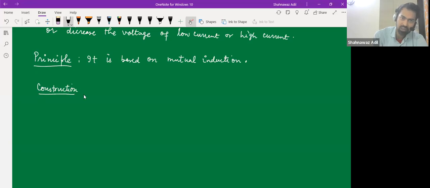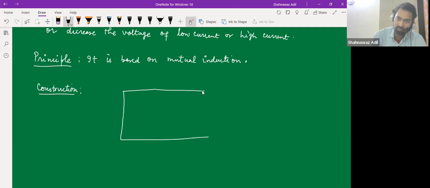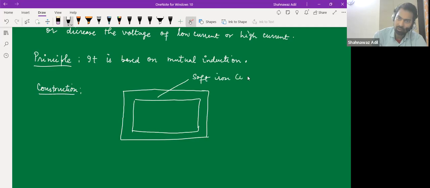And construction. So construction is we can do it in two ways. One would be that we have these ends, and this is a soft iron core, right? And in this soft iron core, we wrap around.